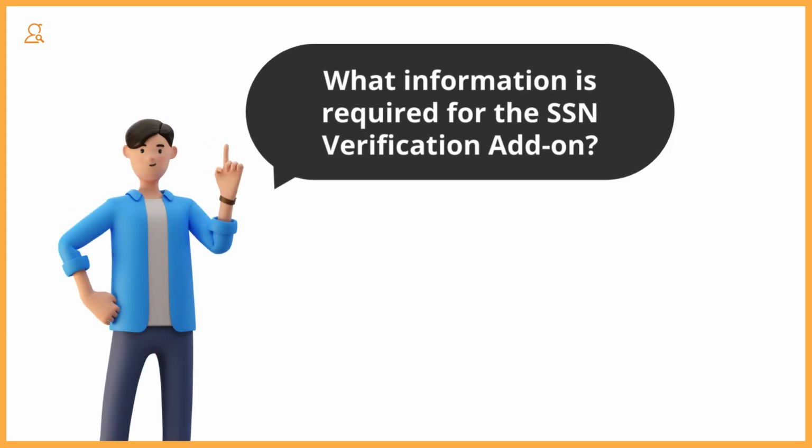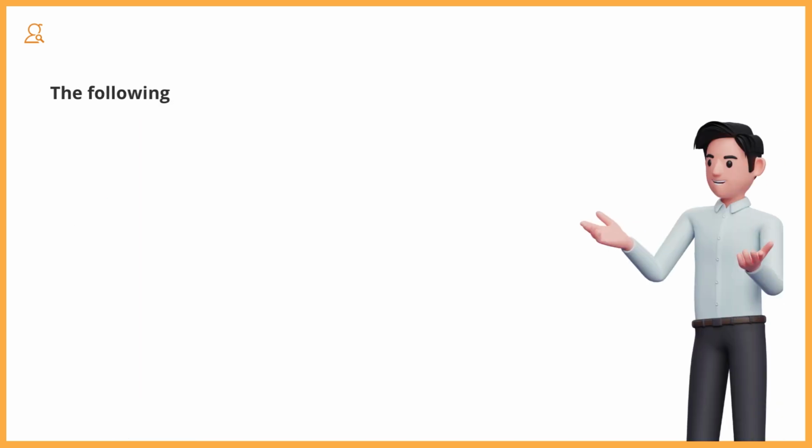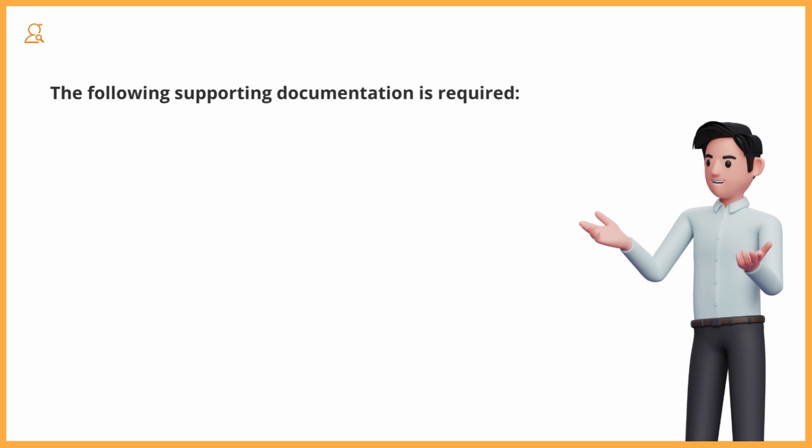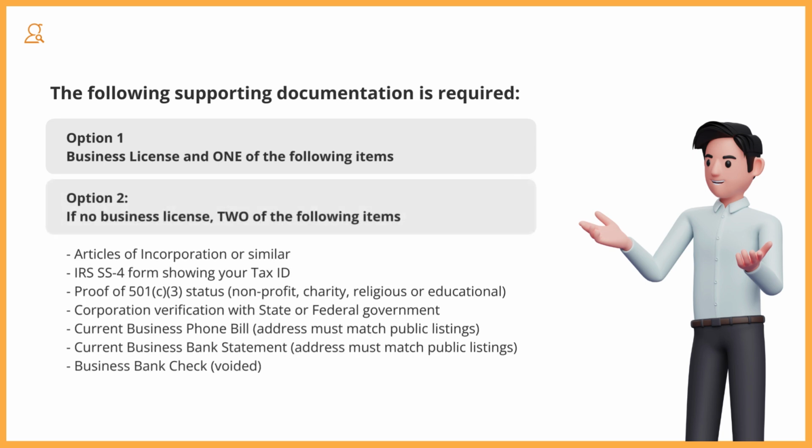What information is required for the SSN verification add-on? The process of applying for the SSN verifications typically takes 1 to 2 business days. The following supporting documentation is required. Option 1, business license and one of the following items. Or, Option 2, if no business license, 2 of the following items.